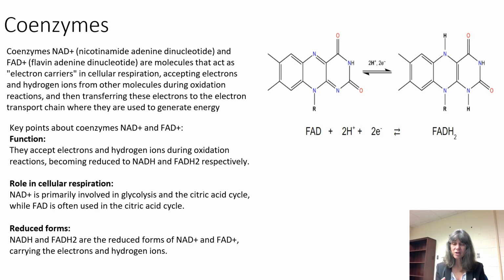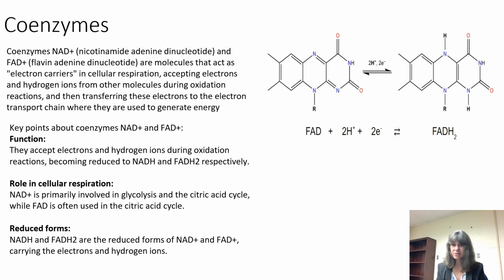Coenzymes and cofactors, when they're bonded to protein enzymes, can assist the enzyme either by achieving its proper shape or configuration, because you remember that enzymes have to fit with substrates like a lock and key in order for them to produce a product. However, some coenzymes can also act to assist the enzymes by helping to accept electrons and hydrogen ions from other molecules during oxidation reactions.